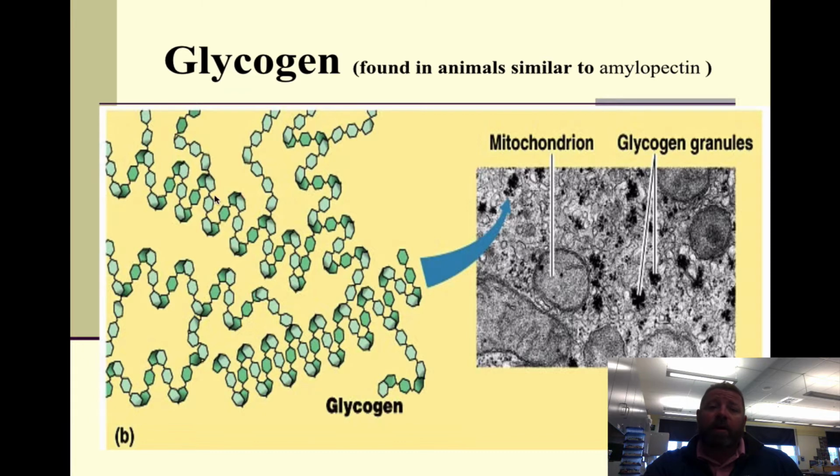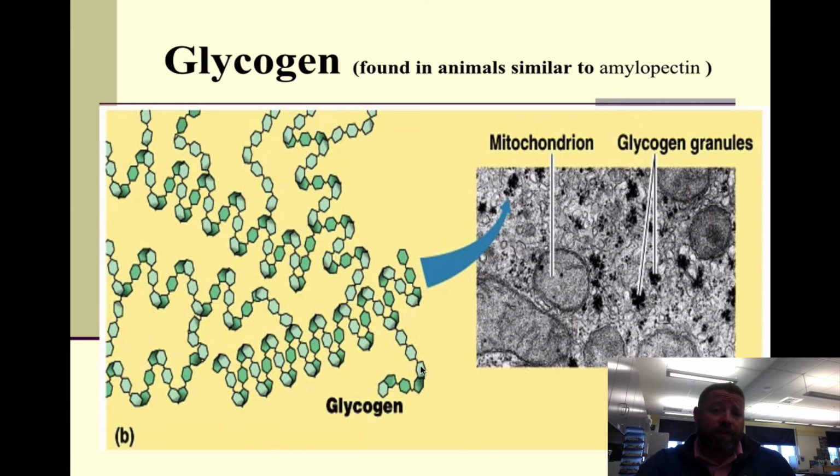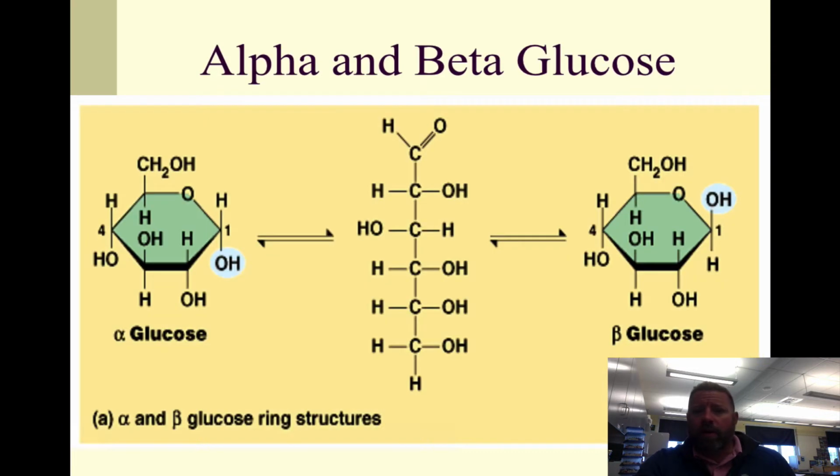It's a little harder to break down, which is good for us because we don't want to break this down first. We want to break the stuff down that's in our blood or digestive system first. But if we were lacking it, we can go to our liver and pull out the glycogen from there and use those glucose molecules that are part of the glycogen. So here's a glucose, here's a glucose, here's a glucose. We can then use those for an energy source when needed. All animals do this, by the way. So there's also this alpha and beta glucose.